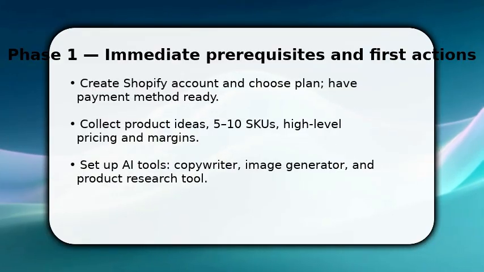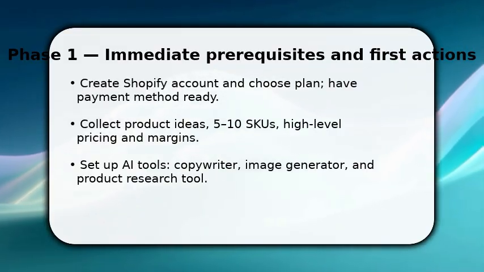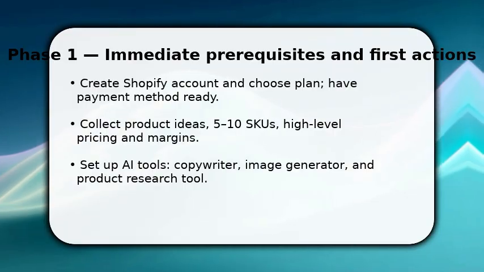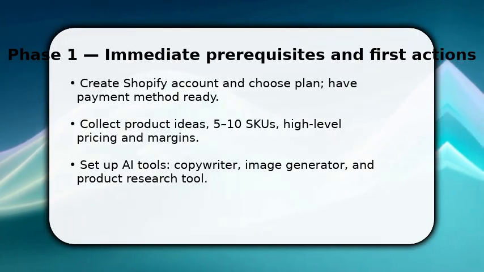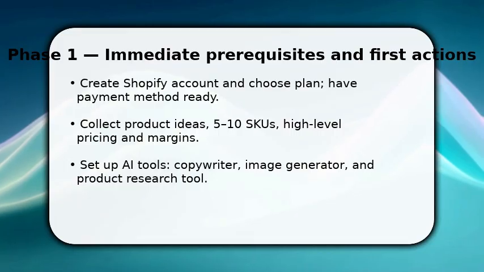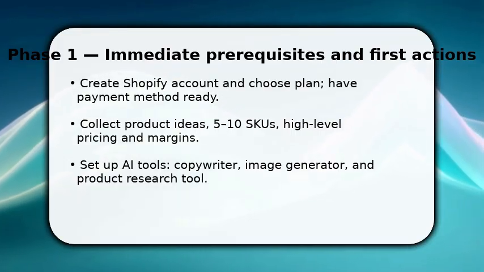You'll begin by confirming prerequisites so you can act immediately. Sign into Shopify, pick a plan, and attach a payment method. Once done, gather 5 to 10 product ideas and rough pricing so your AI prompts are specific.